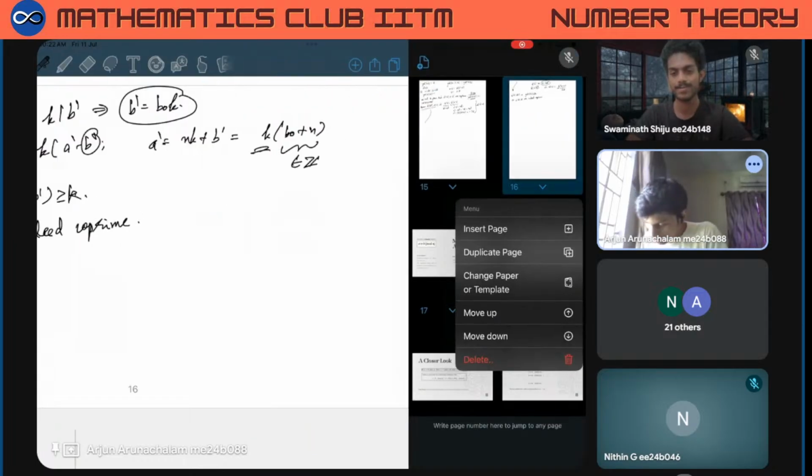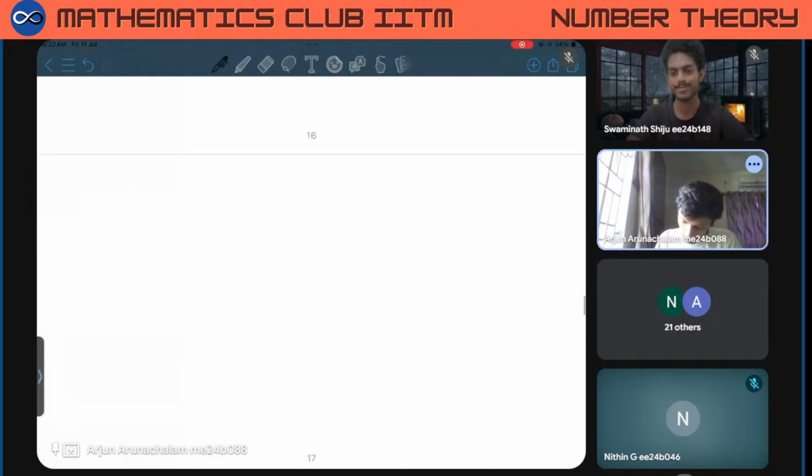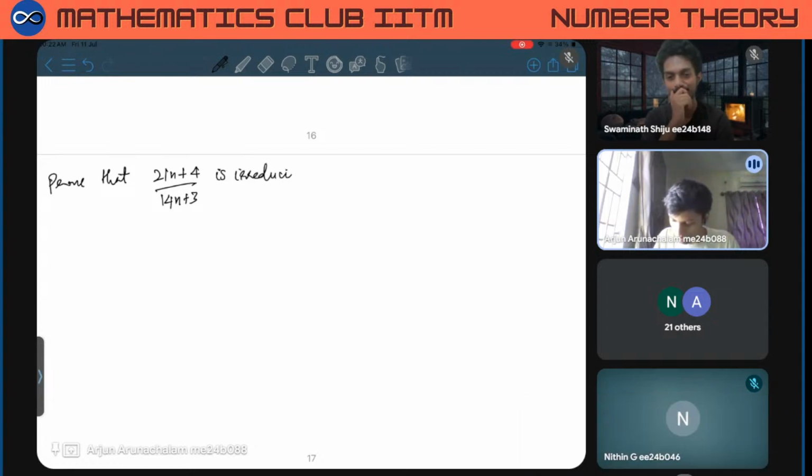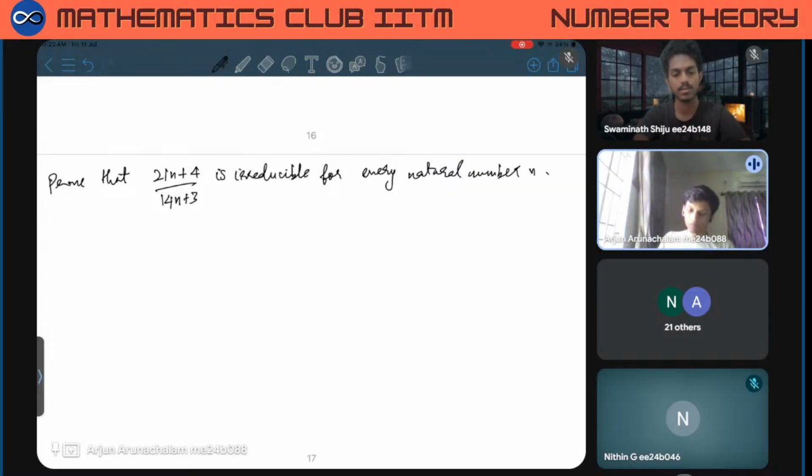Okay. So we have to prove that 21n plus 3 by 14n plus 2, 21n plus 4 by 14n plus 3 is irreducible for every natural number n. So what an irreducible fraction is, basically let's say you have 8 by 4, right?